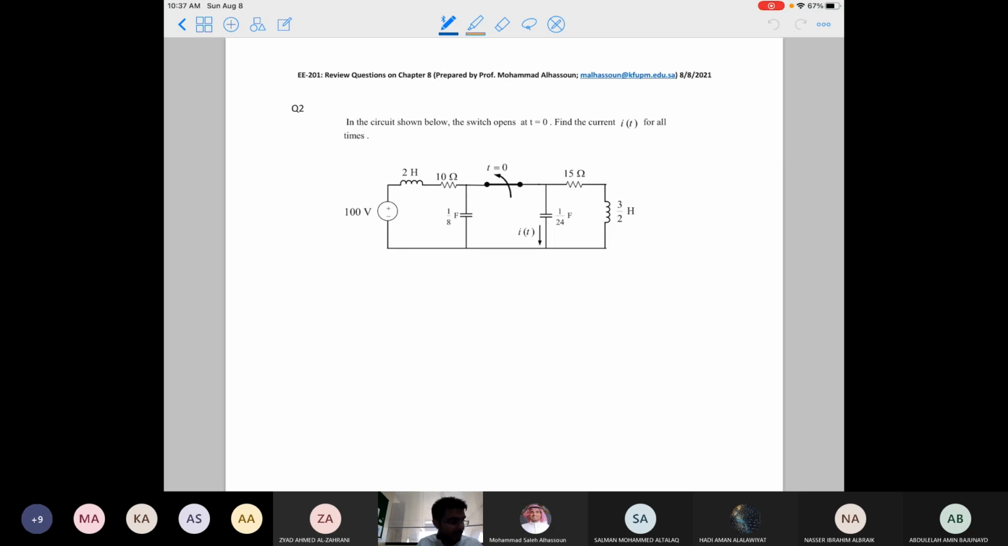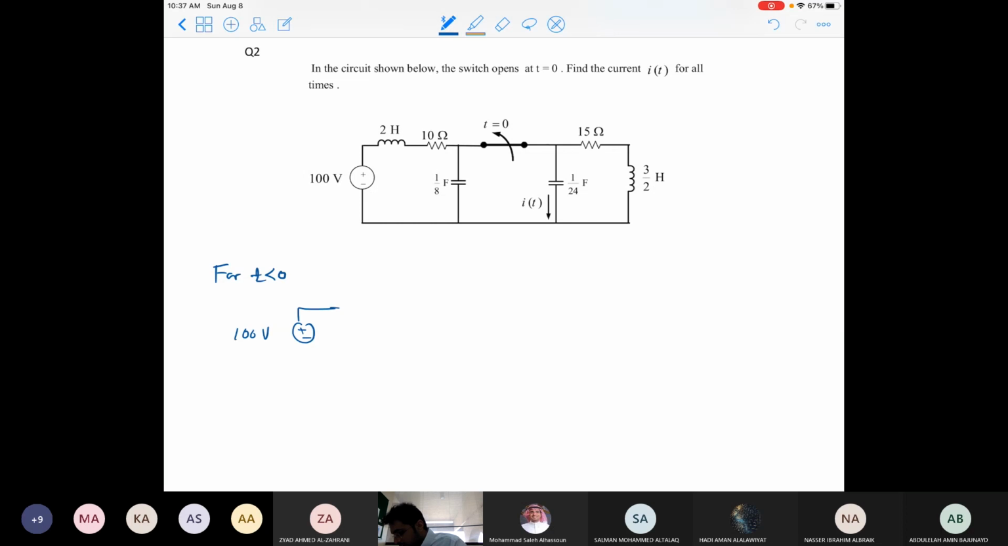So let's start with the first case, t less than 0. For t less than 0, the switch is closed, and we assume that the switch has been closed for a long time, so the inductor will behave like a short circuit, and the capacitors will behave like an open circuit.